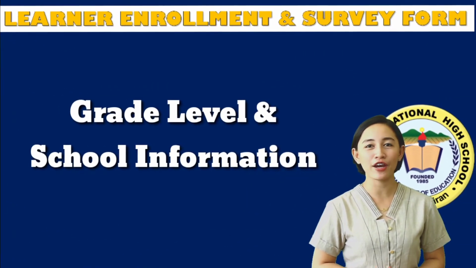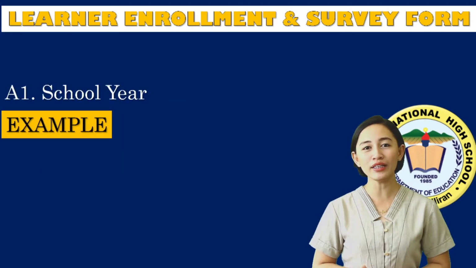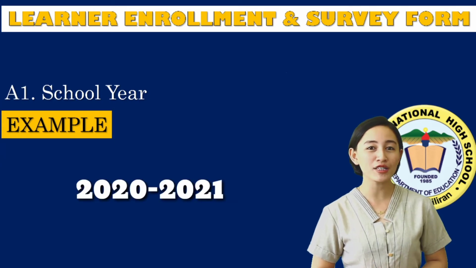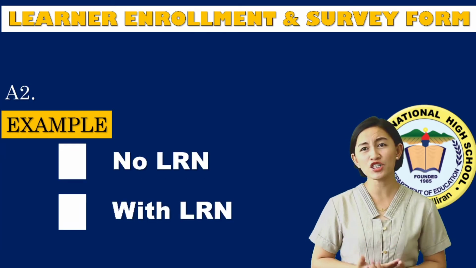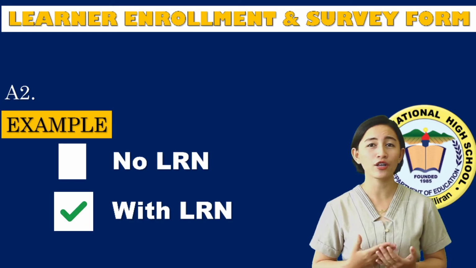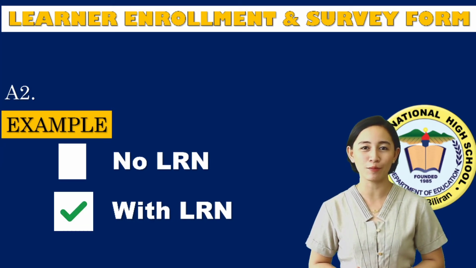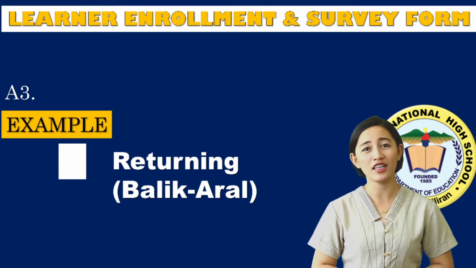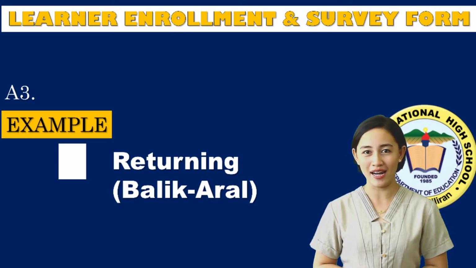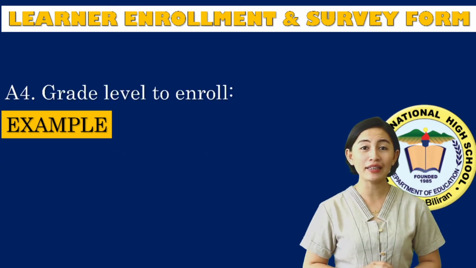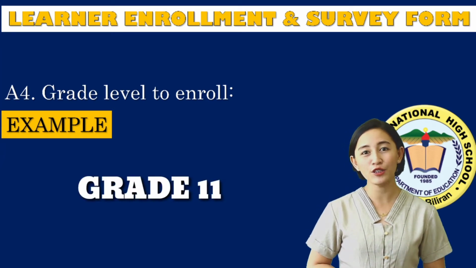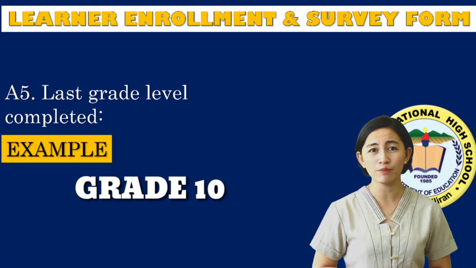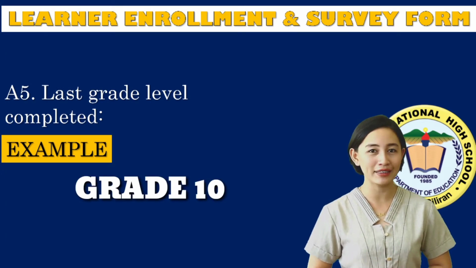For Part A, grade level and school information. For school year, note that this is an automatic entry, so write 2020-2021. Put a check whichever is applicable. Your LRN is your unique Learner Reference Number. Kung ikaw ay nandito at bumalik ngayon sa pag-aaral, you put a check in the returning learner or balik-aral. For Part A4, grade level to enroll, you write the grade level you are to enroll. Example is grade 11. If you are incoming grade 11, you put grade 10 for the last grade level completed.